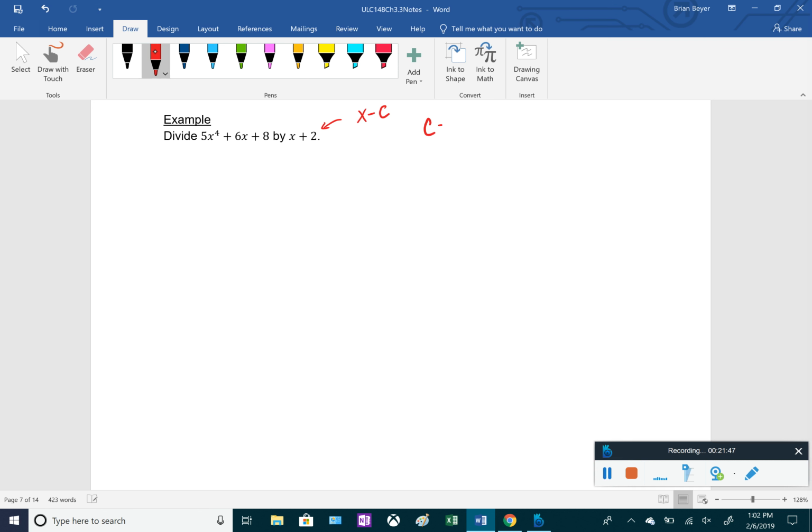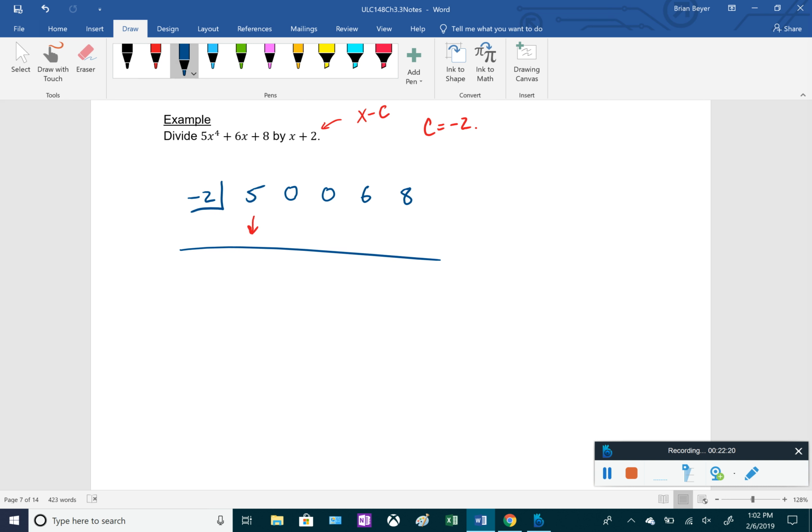The c here is negative 2, so it's just the opposite of what you're looking at. Even though it says x plus 2, its c value is negative 2. So setting this up, we take the c value, box it in. We're going to write the coefficients of the dividend. It starts with the 4th degree. It's missing the 3rd and 2nd degree, so we need zeros in there for it. And then 6, and then 8.